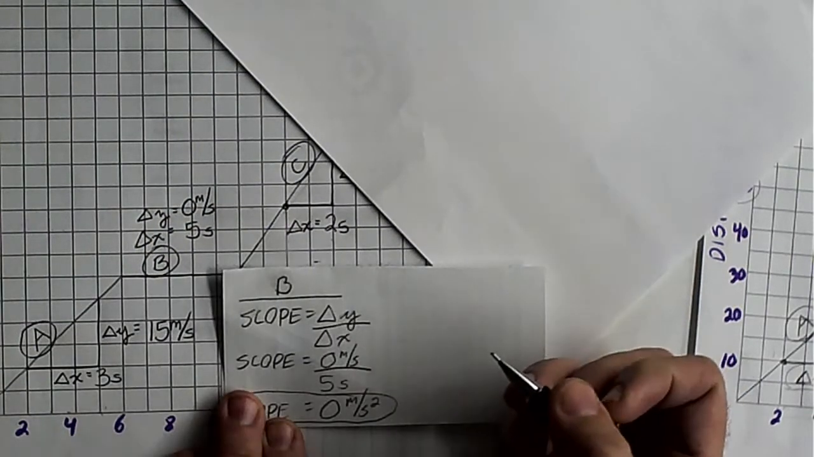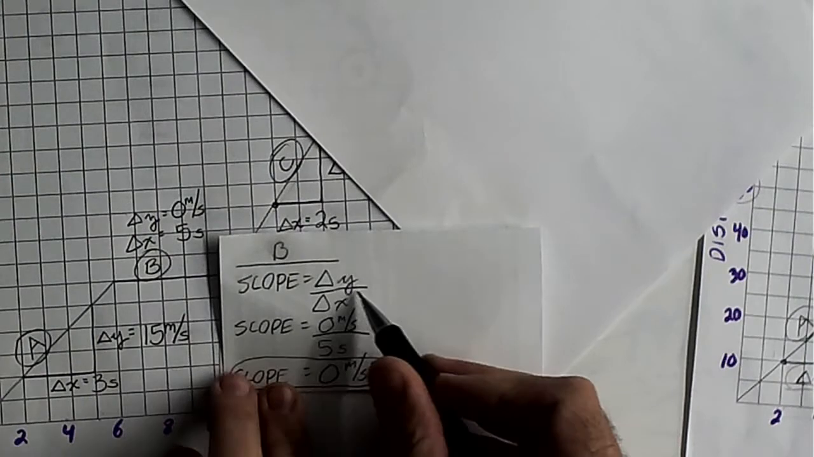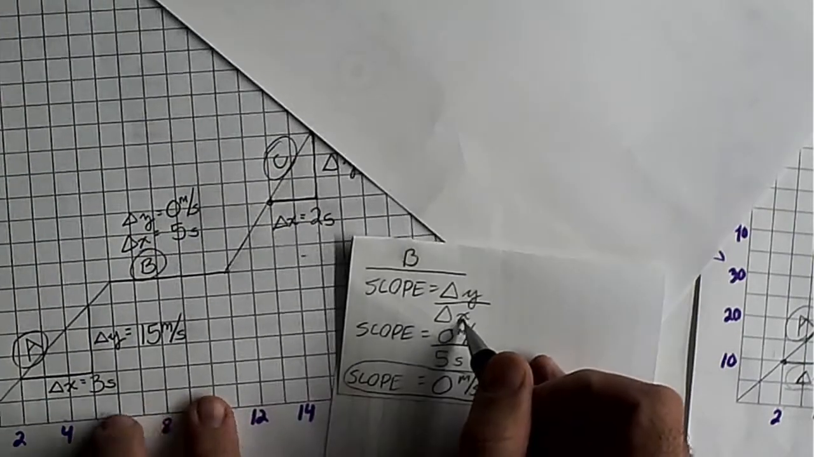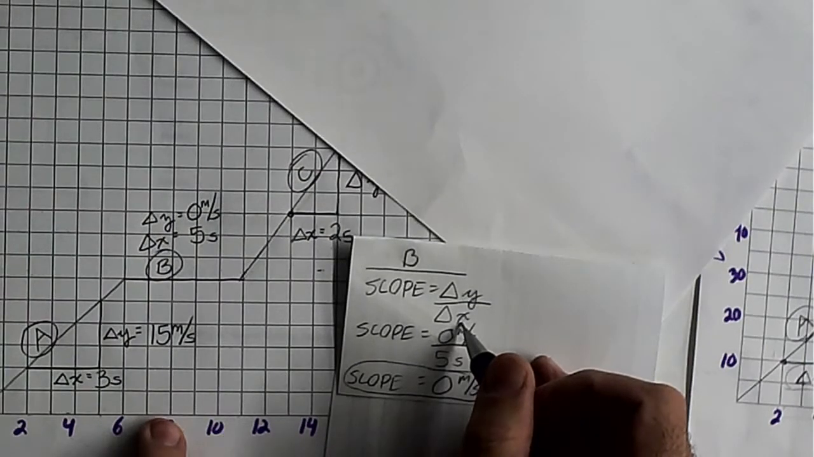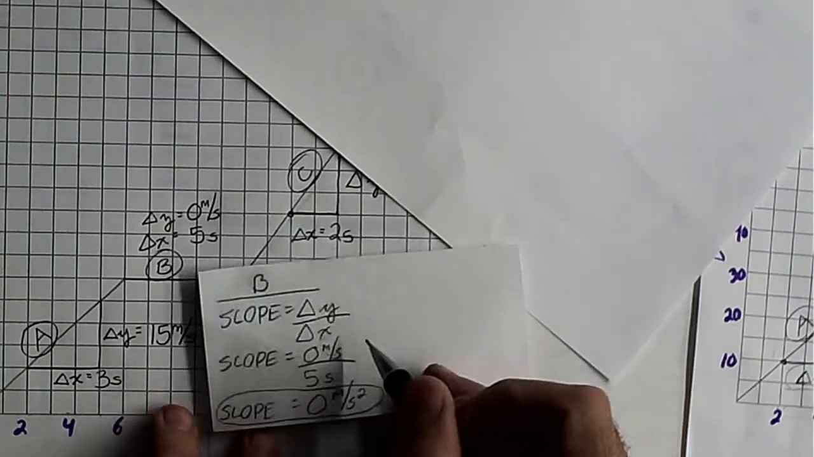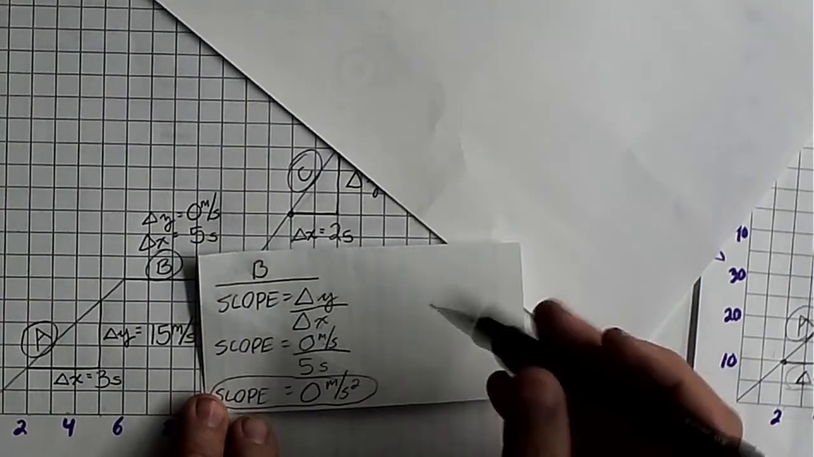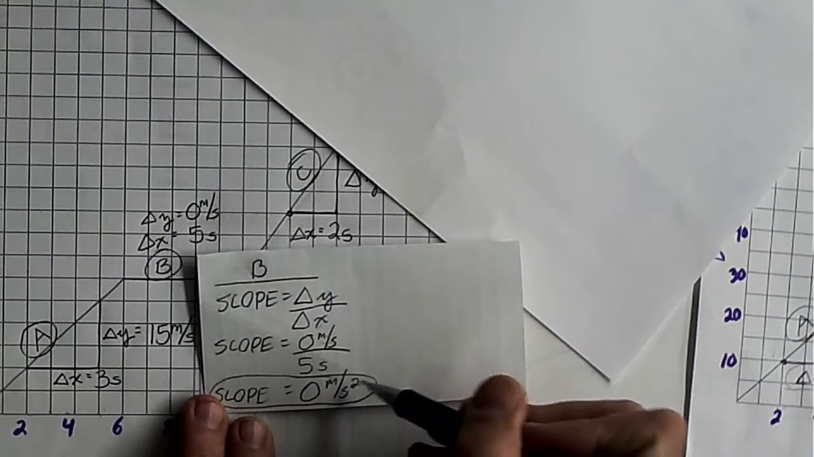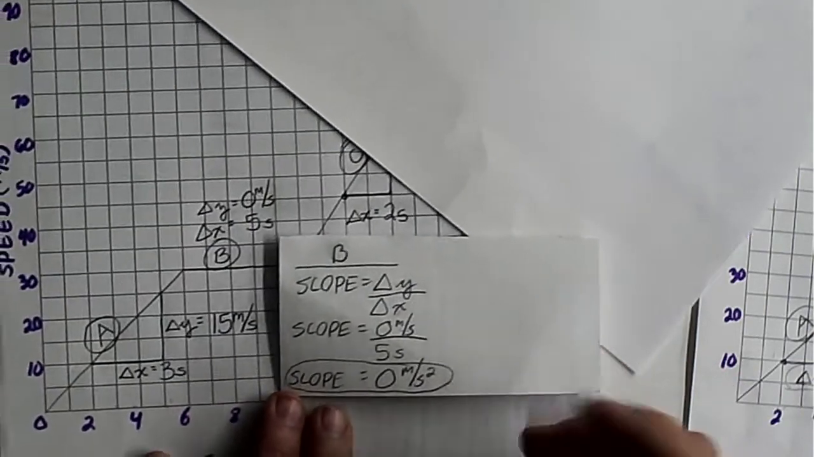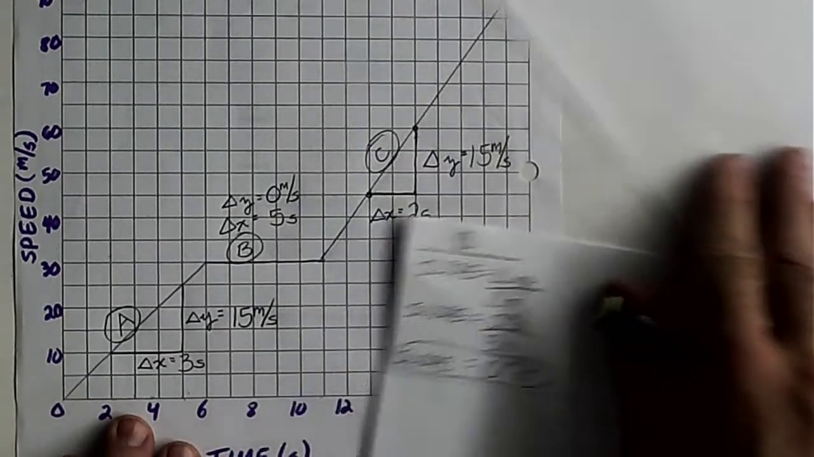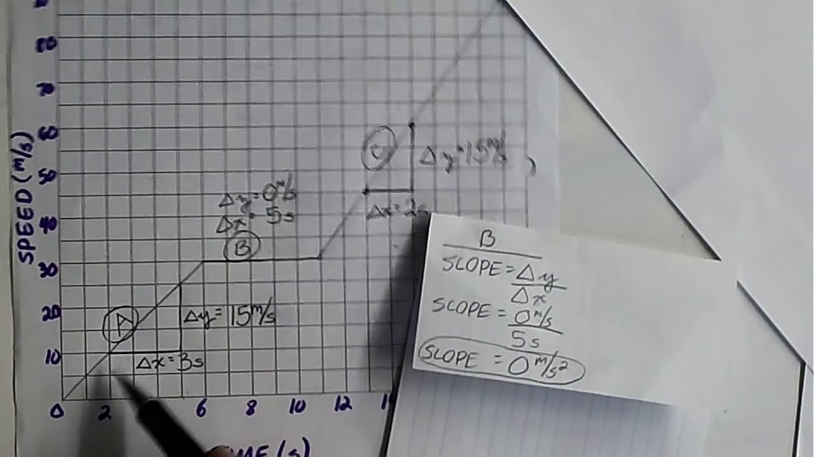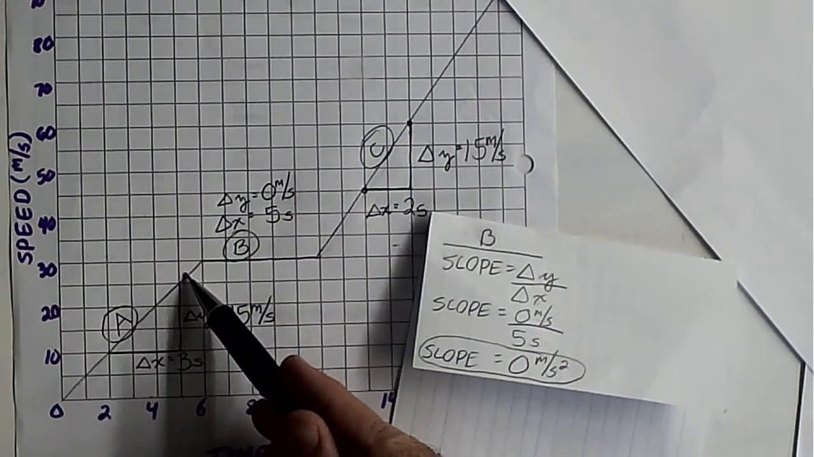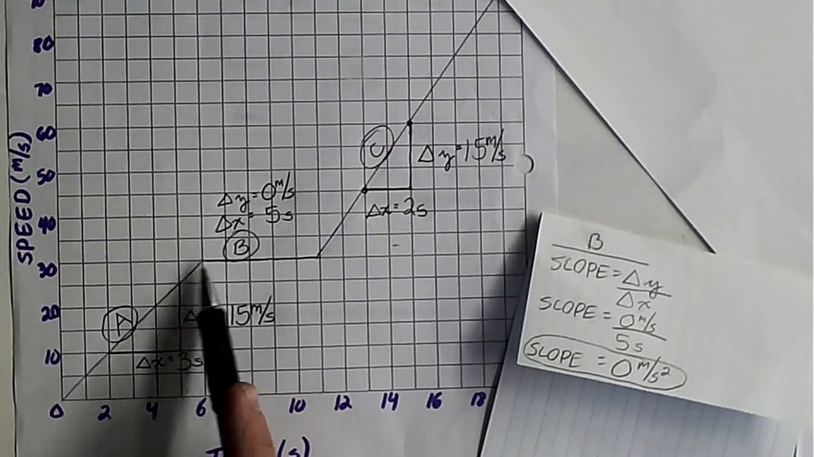Change of y is 0. Change of x is 5. You just count 1, 2, 3, 4, 5. But 0 divided by 5 is 0. So the acceleration is 0. This is tricky. The acceleration is 0, but it's still going. Okay, it doesn't speed up. It doesn't stop.